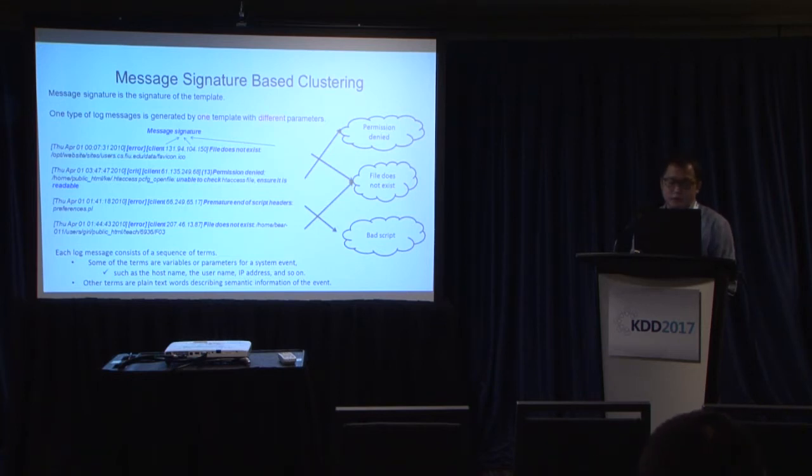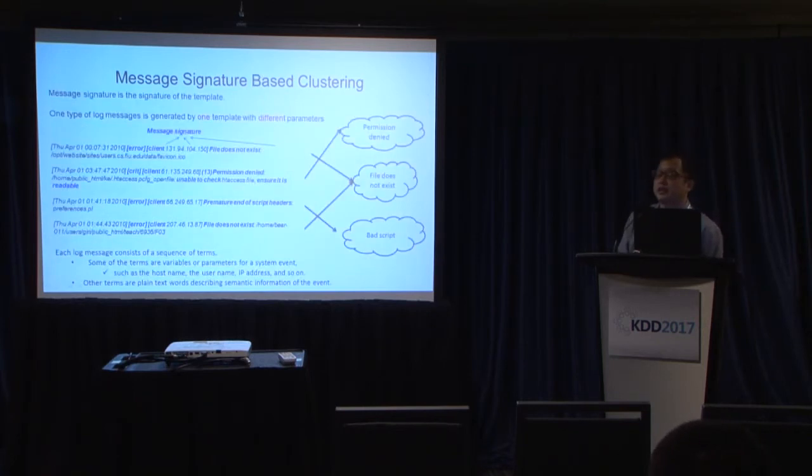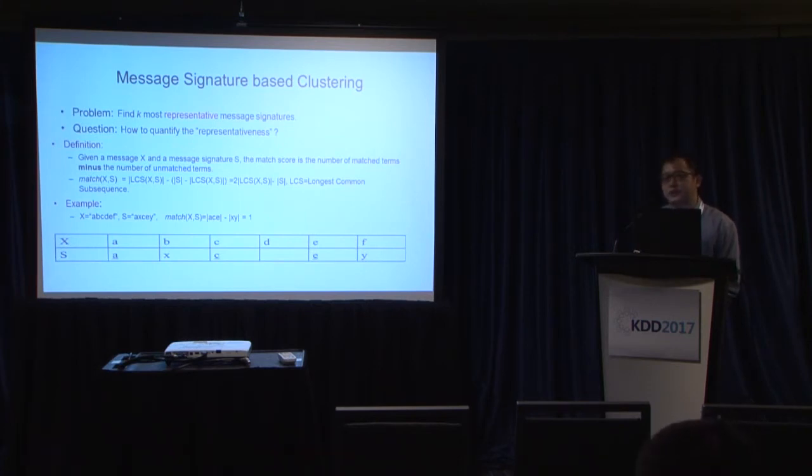So this is another type of work, where we're trying to find the key representative message signatures. Some of the terms are parameters, and some of them are actual semantic words. So the question is, given a message and a message signature, once you have a signature, you can classify and cluster the messages into different types. This problem is relevant to traditional k-means. The difference is that now I'm using the message signature as the representative for each cluster. So the question is, how do you measure the similarity between log files and the signatures?